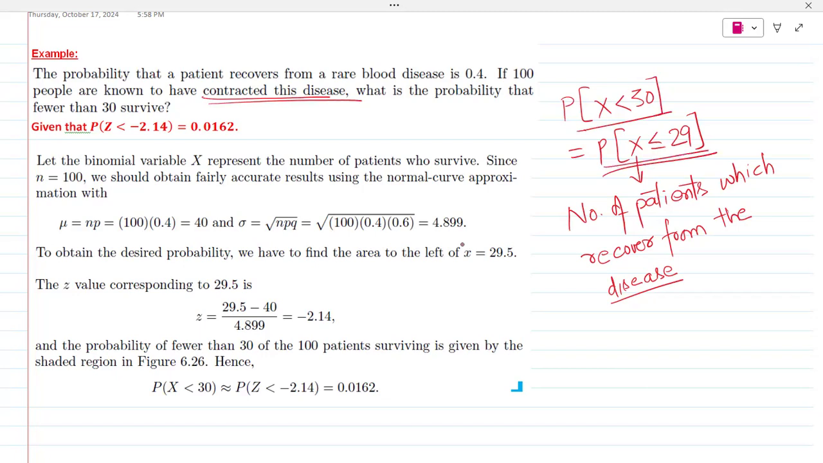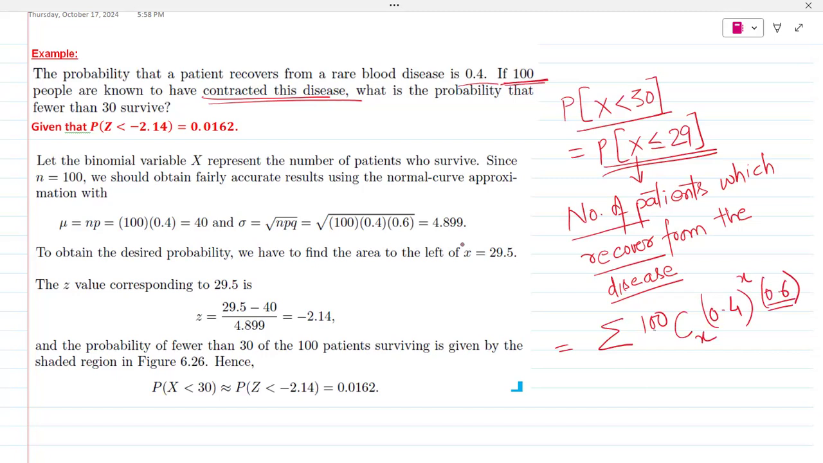For that, what we need is the summation of nCx. What is n here? Out of total 100, the total n is 100 patients, nCx. And p, what is p? It is 0.4. So 0.4 raised to power x and 0.6 raised to power n minus x. And what is our success here? Our success is if the patient recovers. And if the patient doesn't recover, then it is our failure.